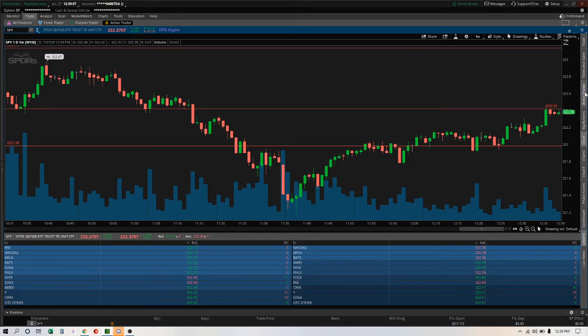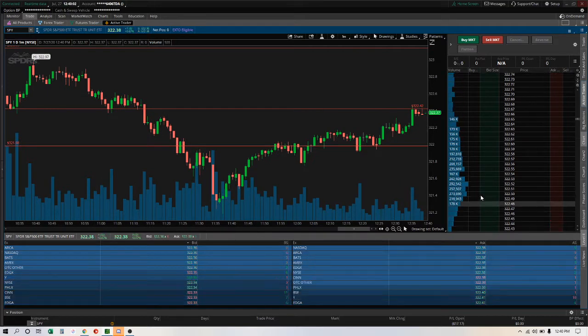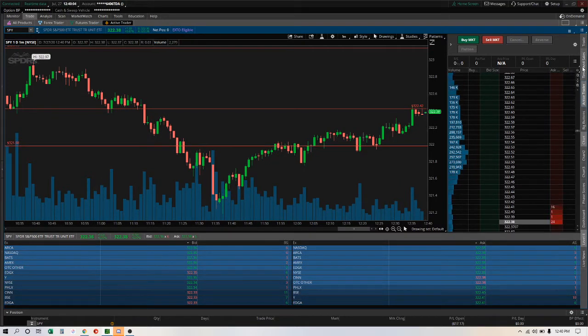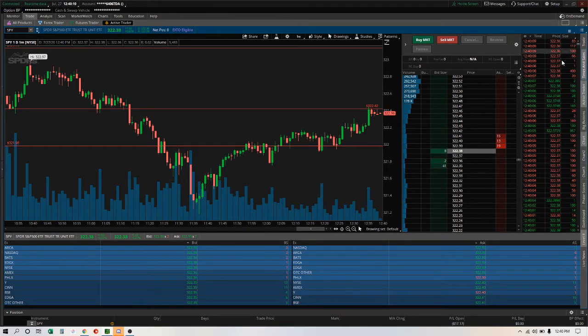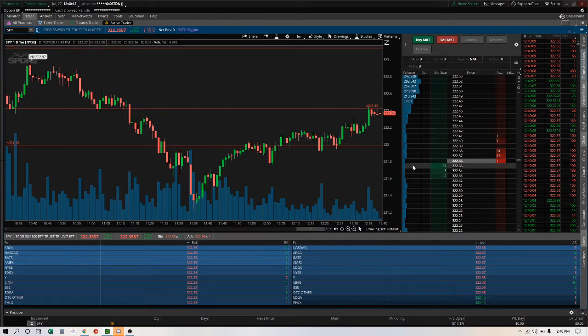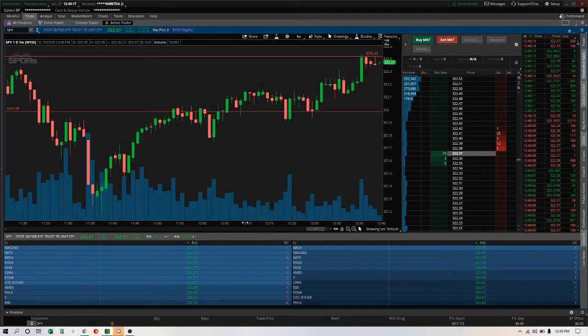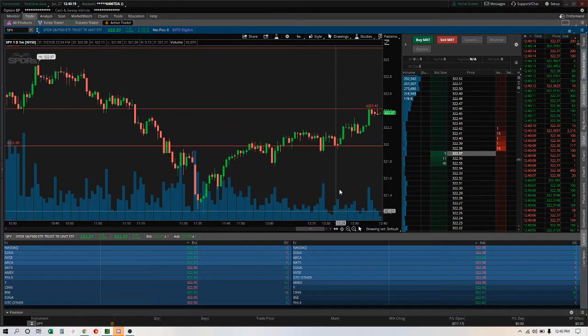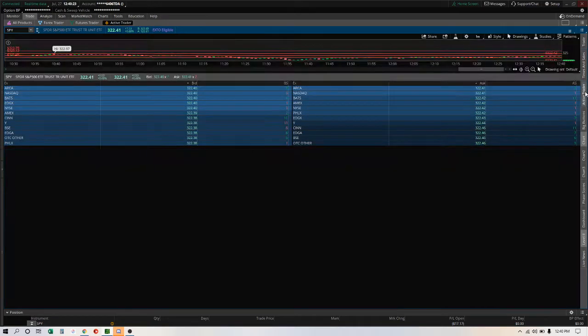I also like to have the active trader here, which we'll get into what exactly this means. And then you can also have time and sales, which is just all the orders coming in. You can see it's all changing really quick, because obviously it's 12:40 and the market's open. So to get into it a little bit, this is level 2 down here.